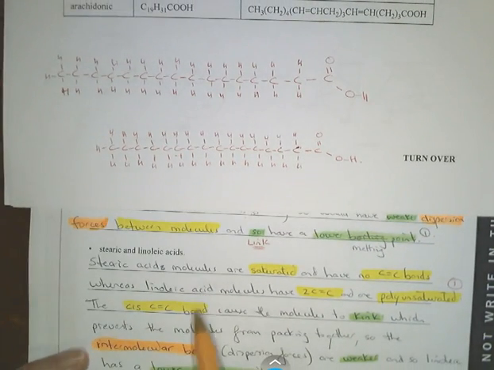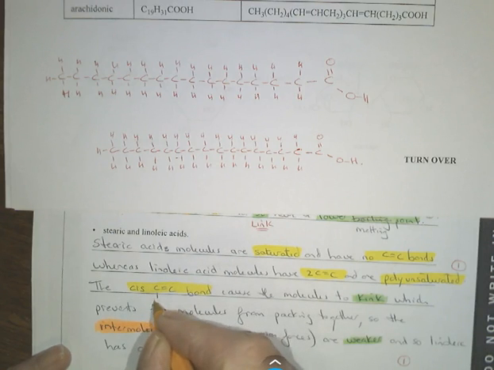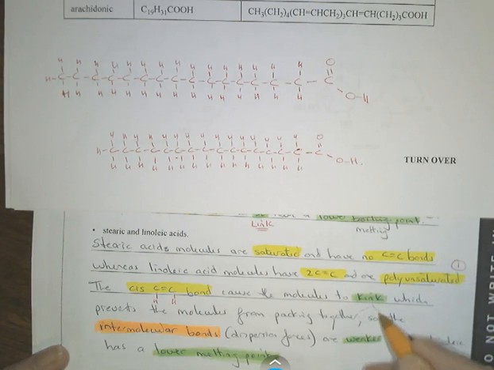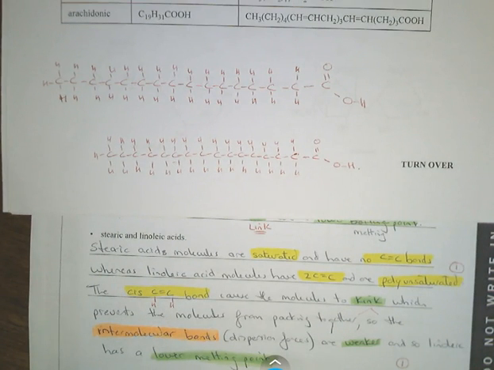So that means that if these double bonds are cis ones, the hydrogens are both down in the same direction, then it causes the molecules to kink. So it causes the whole chain to go like this, which prevents the molecules from packing together. So this is explained. I haven't highlighted it in green. I need to highlight it in green.